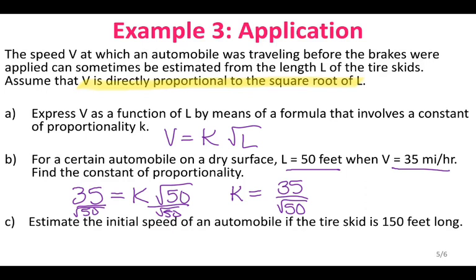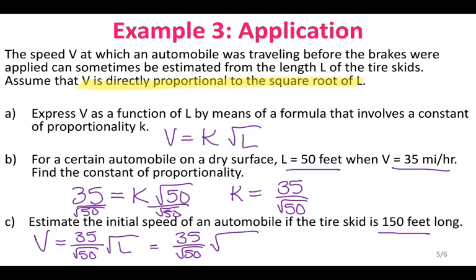And then for letter C, it says estimate the initial speed of an automobile if the tire skid is 150 feet long. So the tire skid is what L is, so I'm going to plug this in for L. Now that I know what k is, I can write my function as v equals 35 over the square root of 50 times the square root of L. So in this case, I have 35 over the square root of 50 times the square root of 150.